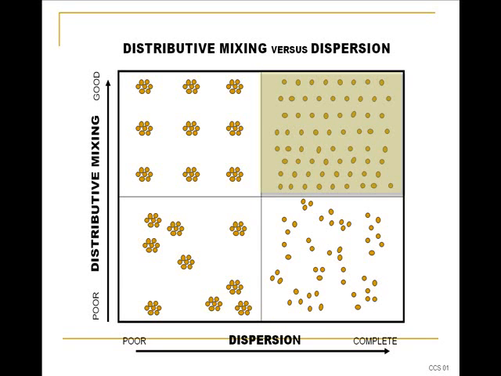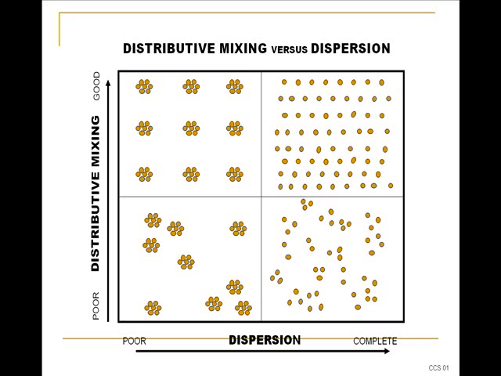So that's what we're after when we're coloring plastics: complete dispersion and good distributive mixing, so we have uniform color throughout our part and batch, and we also have the most complete use of all the pigment's coloring ability by having the smallest particles. That's the ideal.